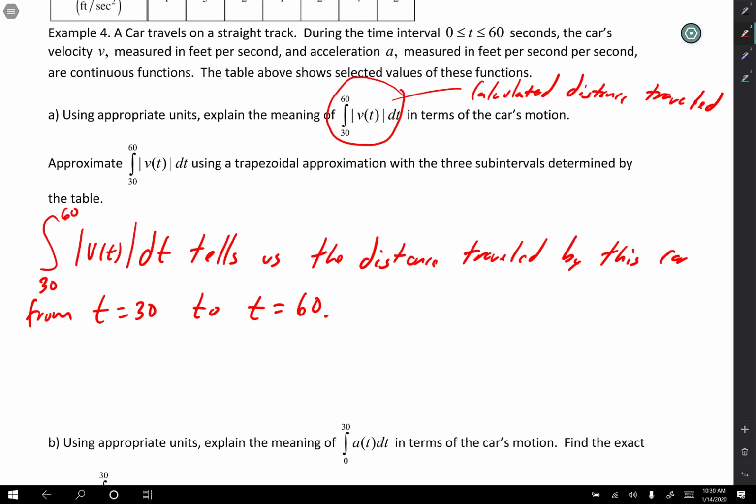Cool or not cool? Are we okay, guys? Okay. Now let's answer the second part. Oh, in feet, by the way. I was going to lose the points. Look, it says using appropriate units. In feet. Tells us the distance traveled in feet by this car from t equals 30 to t equals 60, period. If you want to put units for the time, that's fine. It's in seconds. How do we feel?